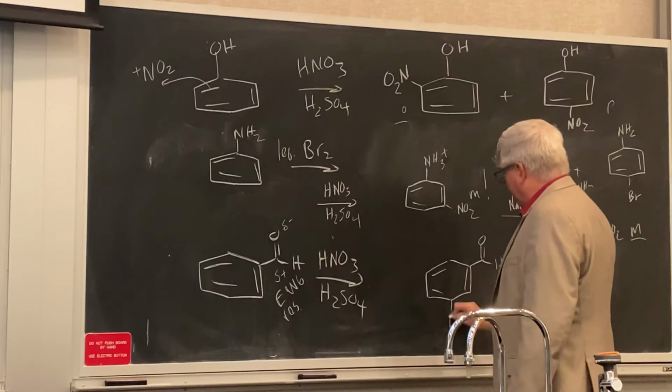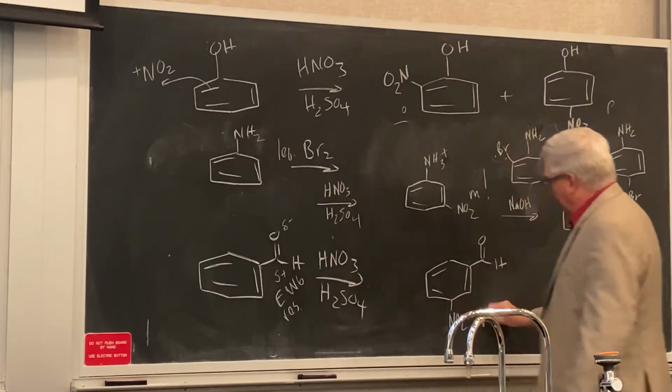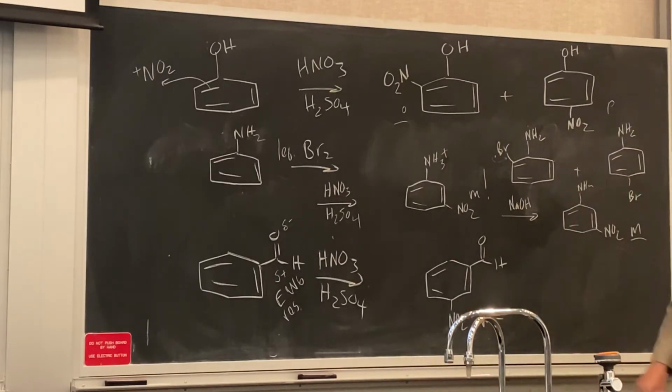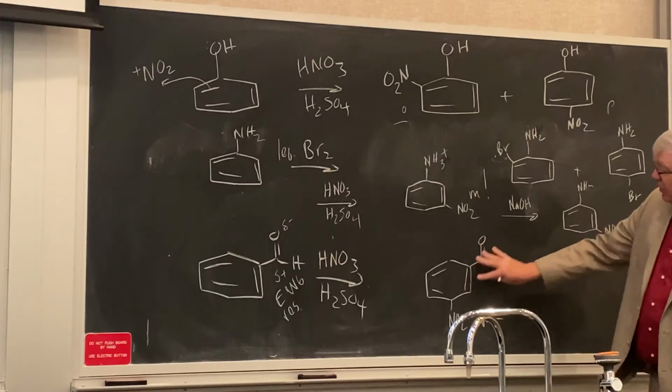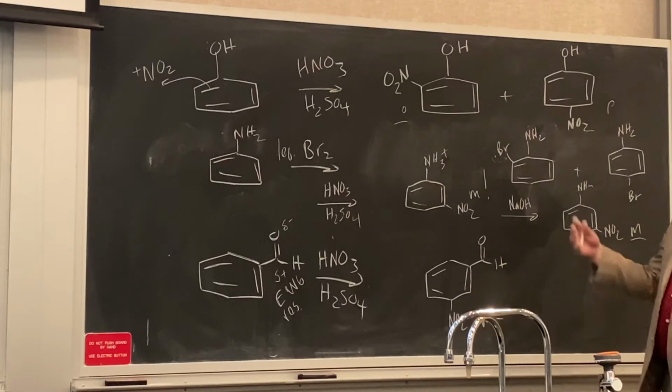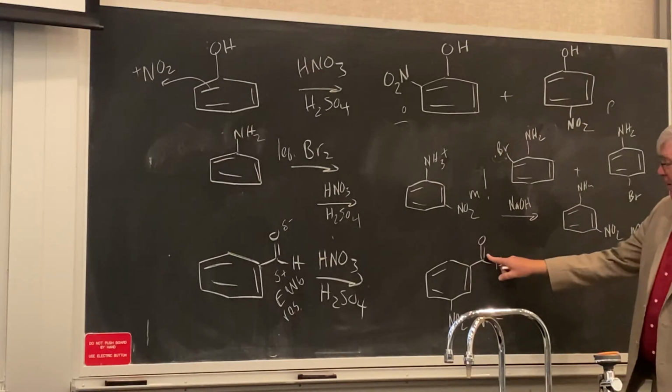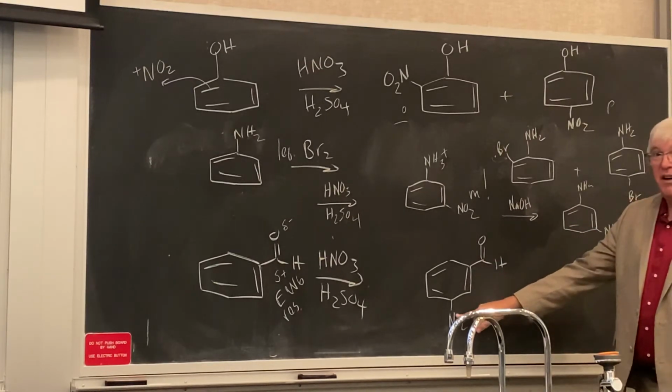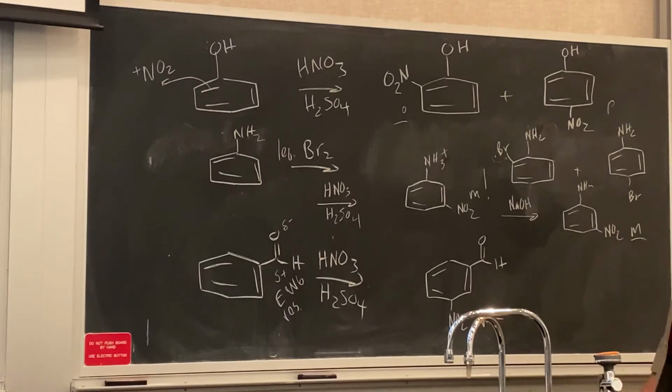So we'll get this product, okay? So it's a meta-directed group. And all of the carbonyls that are conjugated to the benzene ring, and the cyano group, and of course the anilonium, and if you already have a nitro group on there, it's meta directing, your exit to the meta position.